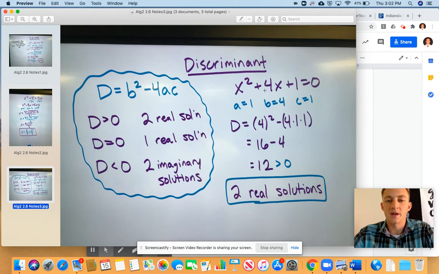So right here we have x squared plus 4x plus 1 equals 0. A is 1, b is 4, c is 1. We get that from here. And we're just going to plug this into the b squared minus 4ac. So 16 minus 4 is 12. That's a positive number. 12 is greater than 0, so we're going to have 2 real solutions, for example.